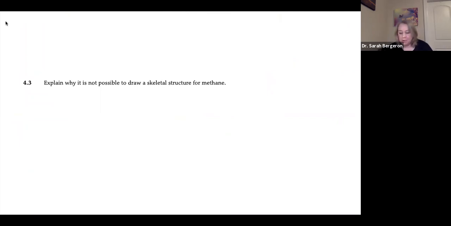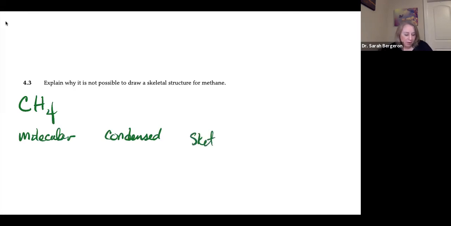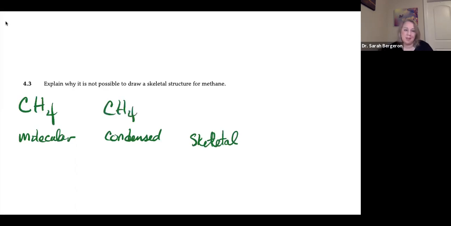Okay, so explain why it is not possible to draw a skeleton structure for methane. If you look in your textbook and find out what methane is, you're going to find out that methane is CH4. If I want to draw the difference between a molecular formula, a condensed formula, and then a skeletal formula, your molecular formula and your condensed formula for methane are the same thing.